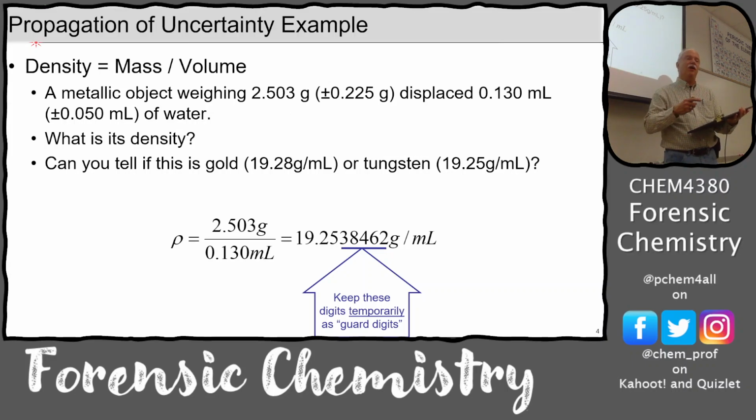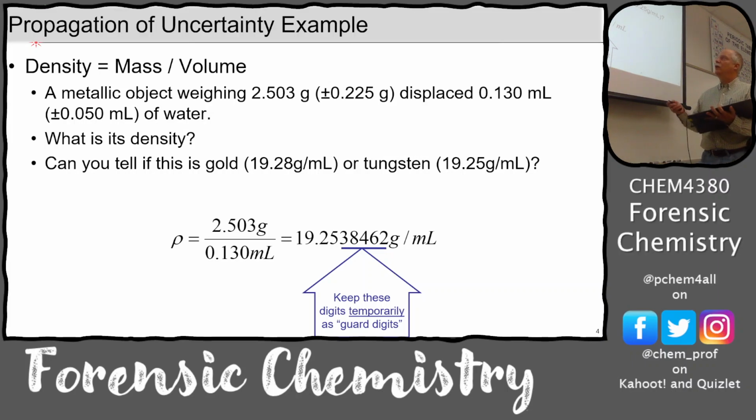RSDs. Yeah, we would use the RSDs. So what are the RSDs? Well, it's the standard deviation divided by the value. So the RSD would be this 0.225 divided by 2.5. So that'd be the RSD for one of them. The other one would be the 0.05 divided by the 0.13. That'd be the other RSD. You square both of those, add them together, take the square root, and that's the RSD in the result.